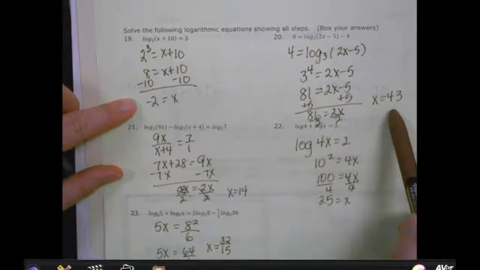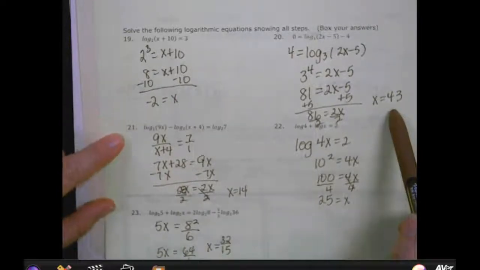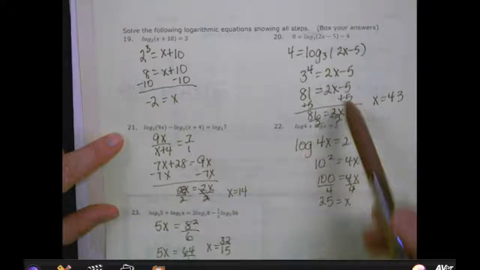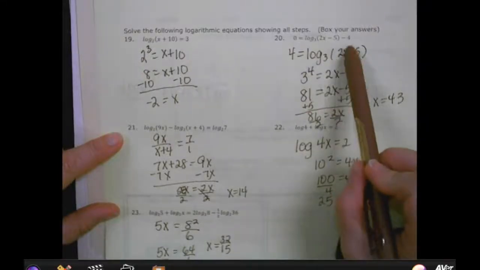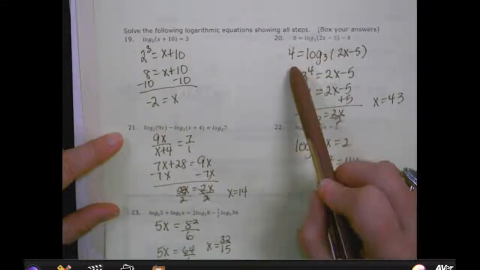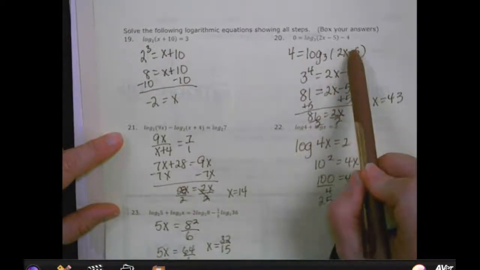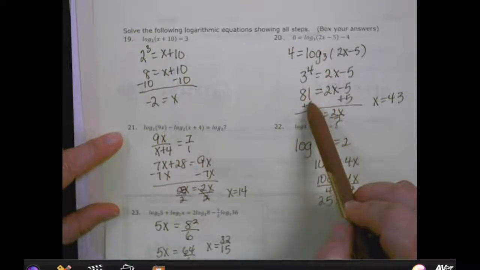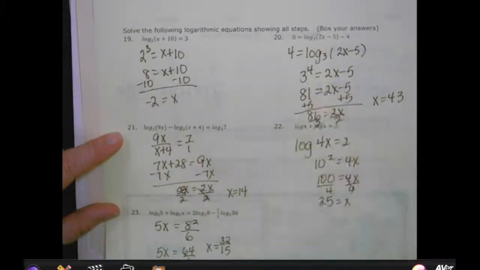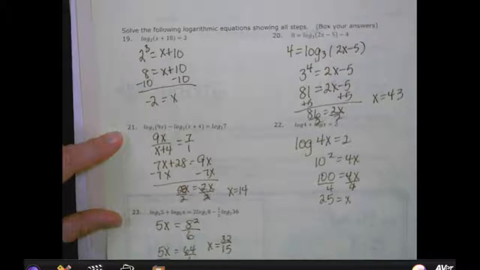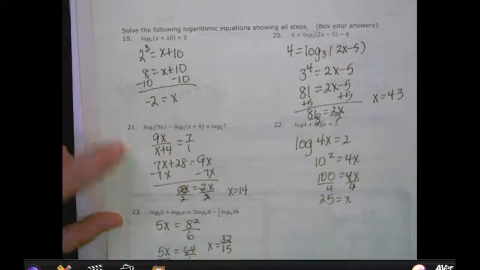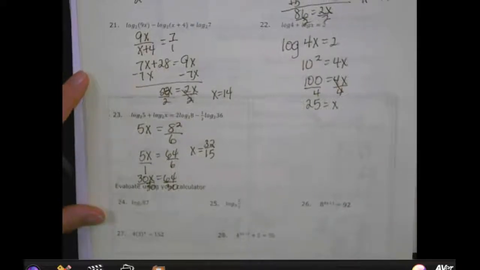Number 20, you should have gotten 43. Look, once you add the 4, like I told you to, then you do the circle thing. 3 to the 4th equals that. So 3 to the 4th is 81. If you add 5 and divide by 2, you get 43. Okay, number 21, I got 14, and 22, I got 25.